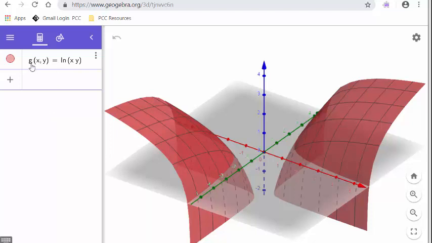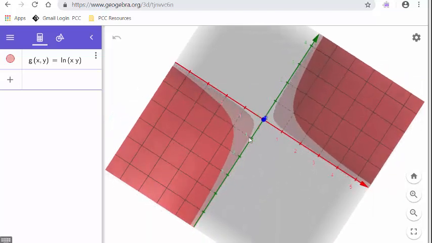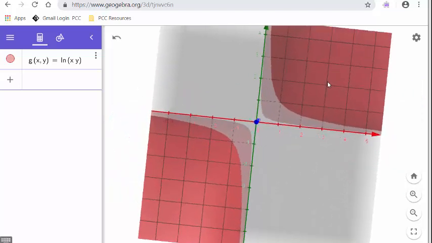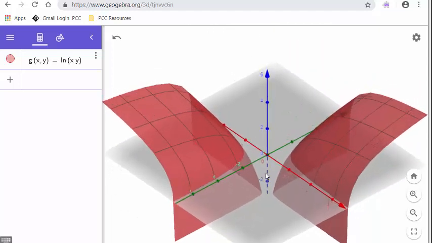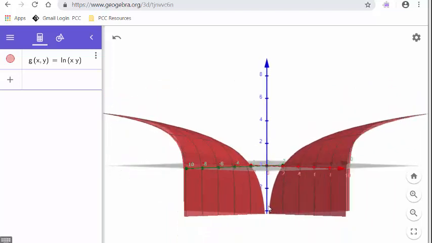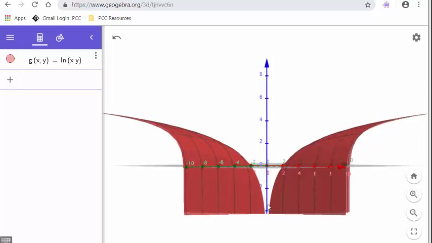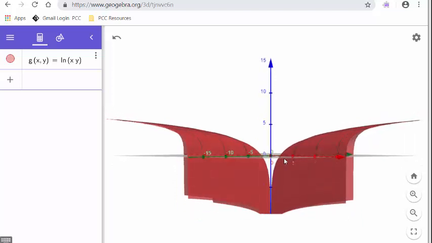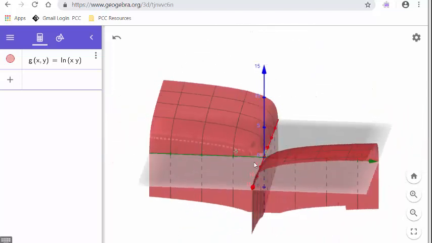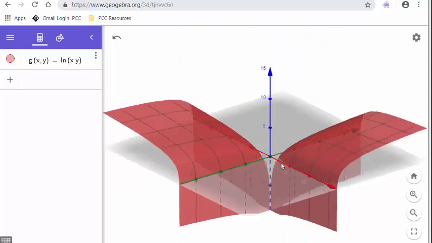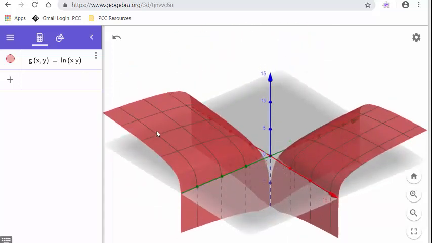Okay, if we want to look at the function here, I've already got this graphed. G of x comma y equals the natural log of x times y. And get a top view here. Here we see the positive x and y areas, and the negative x and y areas give us these graphs. It gives us a kind of natural log shape when we look at it from the side in both directions. So that's pretty cool, and that is what that function looks like. All right, let's go ahead and move on.